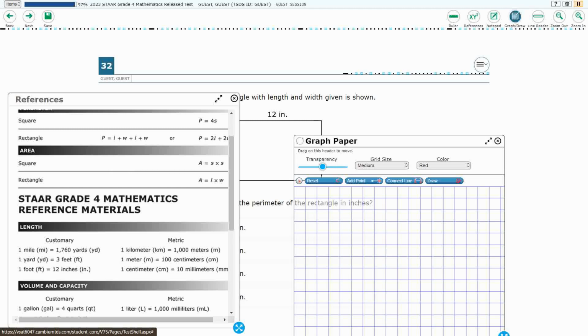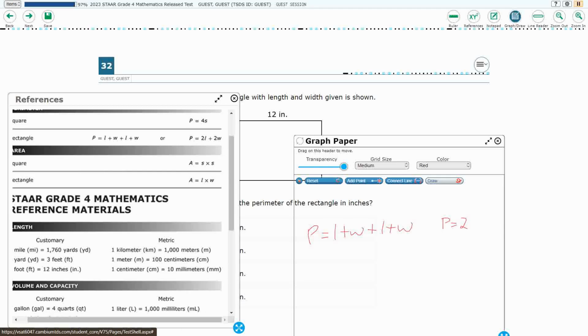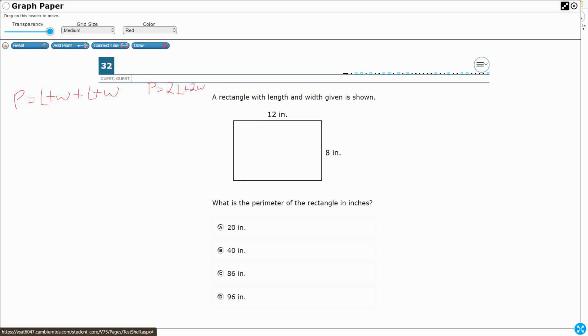We can say it is either, let's see, P equals L plus W plus L plus W, or P equals double the L plus double the W. And I'm going to make those capital L's, so it's not going to look like a 1. All right, so that's how we find the perimeter. Well, so let's say this is our length. All right, so our length is going to equal 12. And our width is going to equal 8, right? We know that the top is 12, the bottom is 12. If one side is 8, the other side is 8.